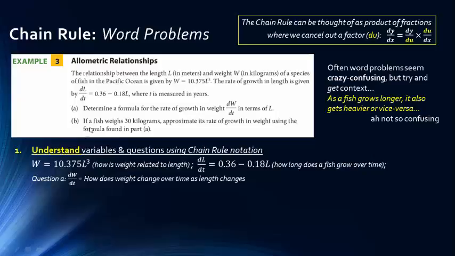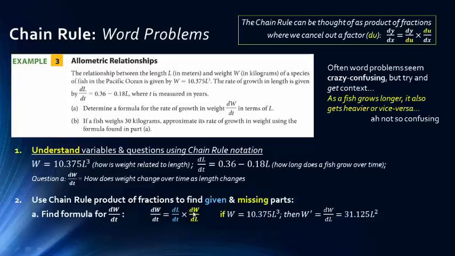Okay, now the question says, determine a formula for the rate of growth in weight, dW/dt, in terms of L. And what this is asking is, how does the weight change over time as the length changes? Because it says it wants it in terms of the length, okay? So we're trying to find dW/dt. Notice that we have dL/dt. So again, think back to this fraction. We have dW/dt equals dL over dt. What do we need here to cancel out?